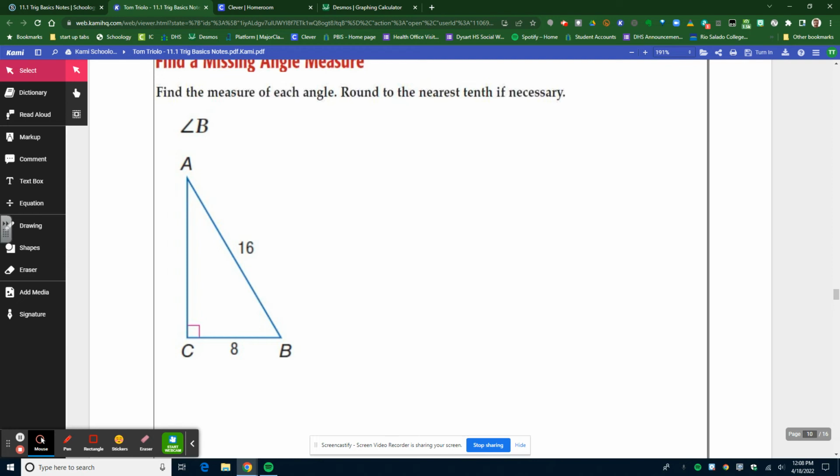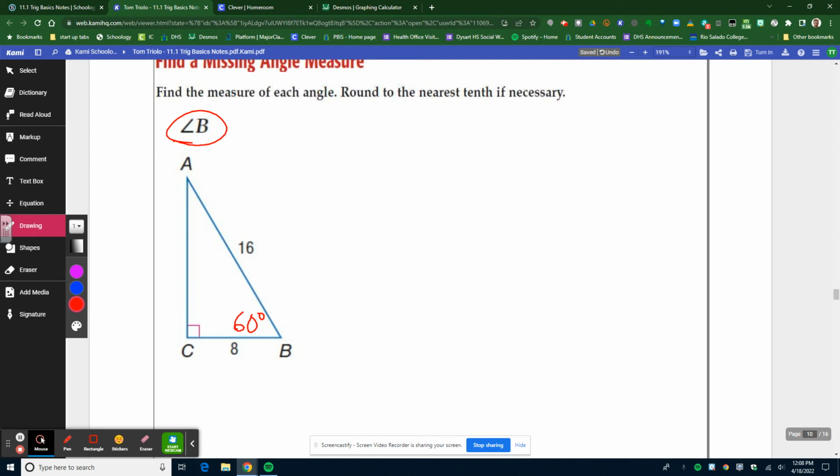How do I know this is a special triangle? 8 and 16. Yeah, because if my hypotenuse is double one of my legs, that makes this a 60-degree angle right here. Is that my answer? No. But if I ask for angle B, what's the relationship between A and B?